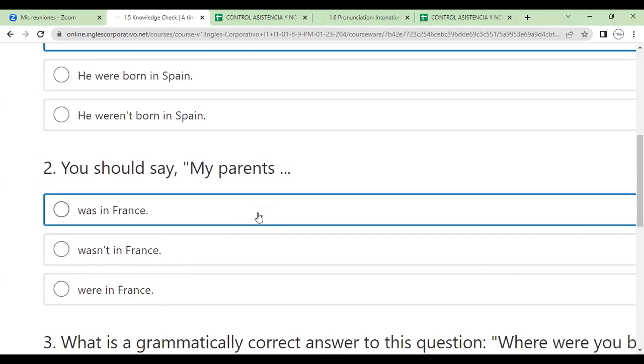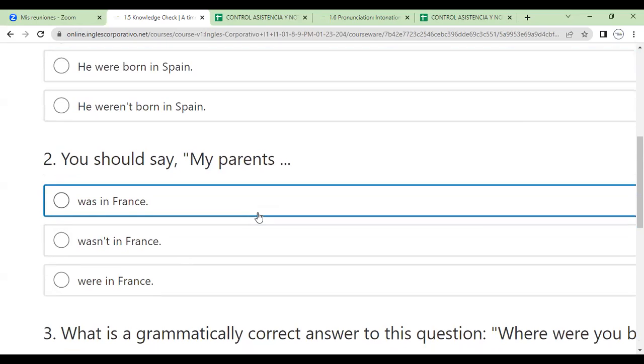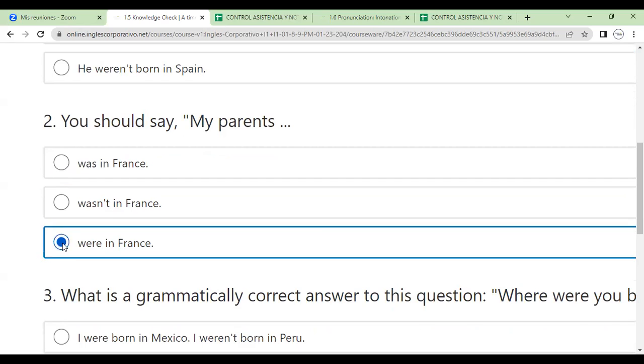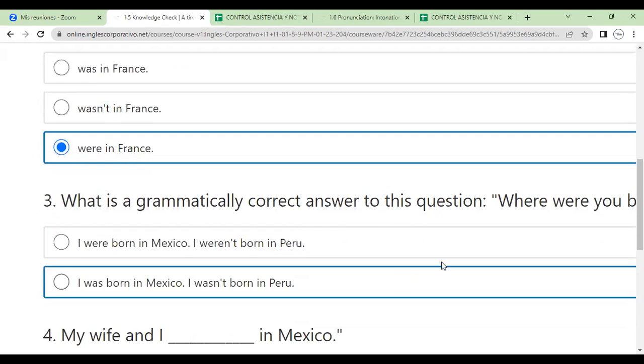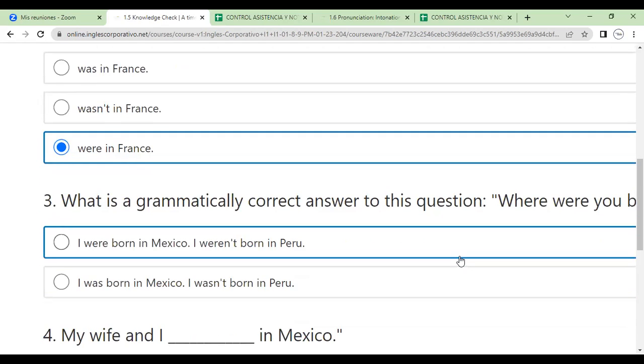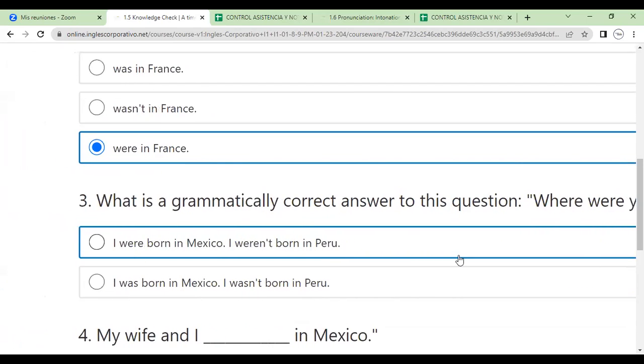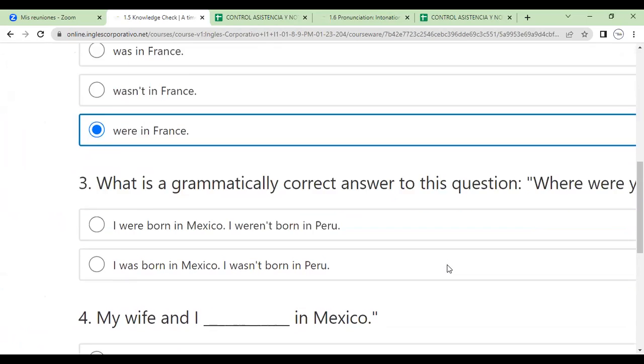You should say, my parents wasn't in France, or my parents were in France. Were in France. What is the complete statement? My parents were in France. Very good. What is the grammatically correct answer to this question? Where were you born? I were born in Mexico. I was born in Mexico.